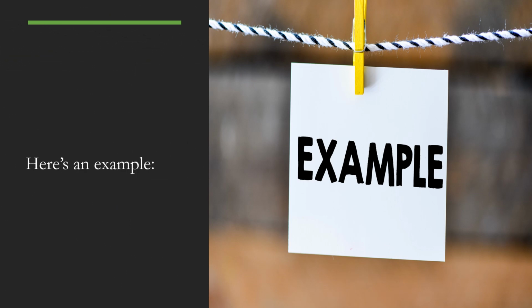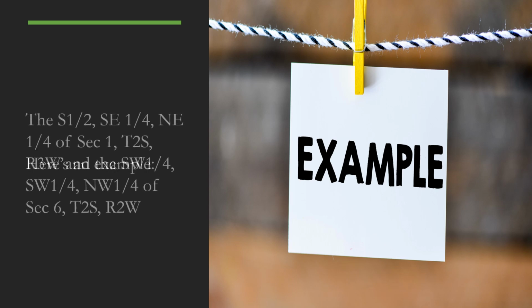Here's an example. The south one half of the southeast one quarter of the northeast one quarter of Section 1 of Township 2 S R3W, and the southwest one quarter of the southwest one quarter of the northwest one quarter of Section 6 of T2S R3W.